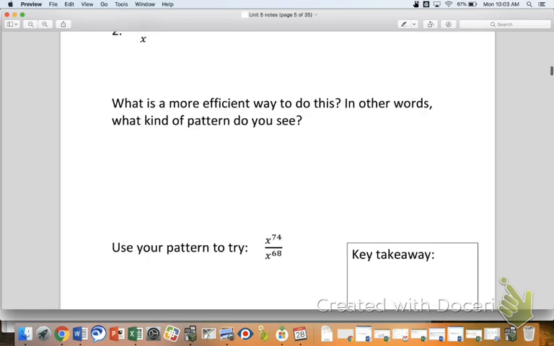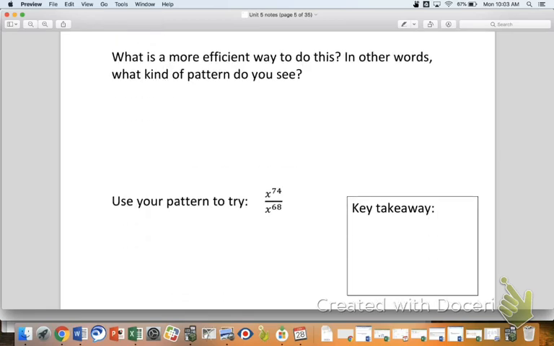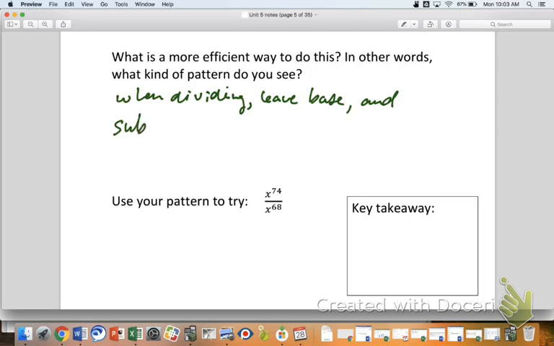Okay, so that's the pattern. So whenever you're dividing like bases, leave the base the same and subtract exponents, and I'll put top minus bottom. Does that make sense? Numerator's exponent minus denominator's exponent.